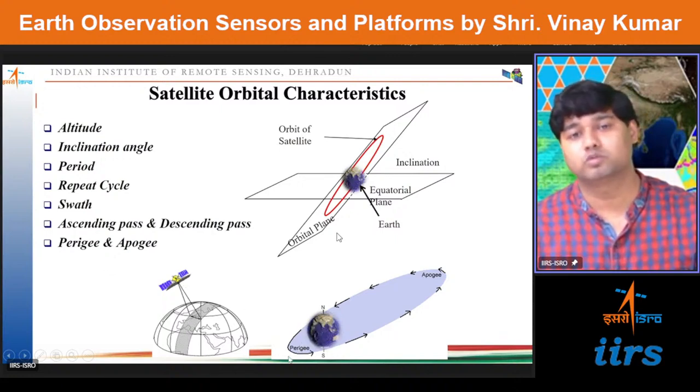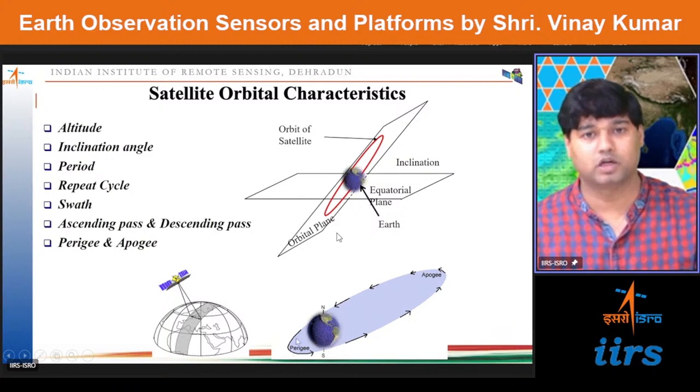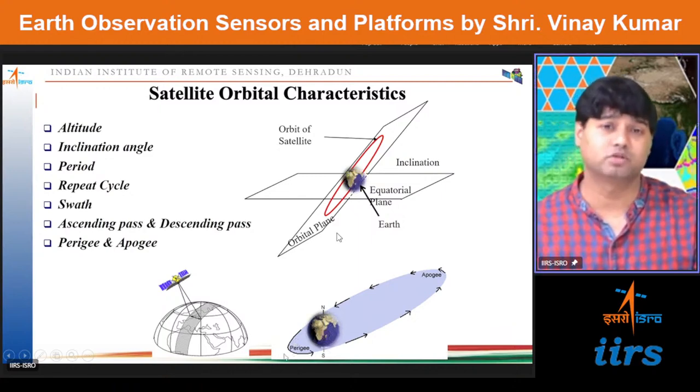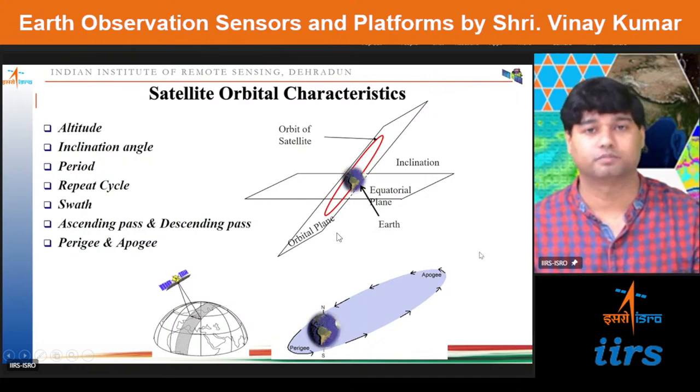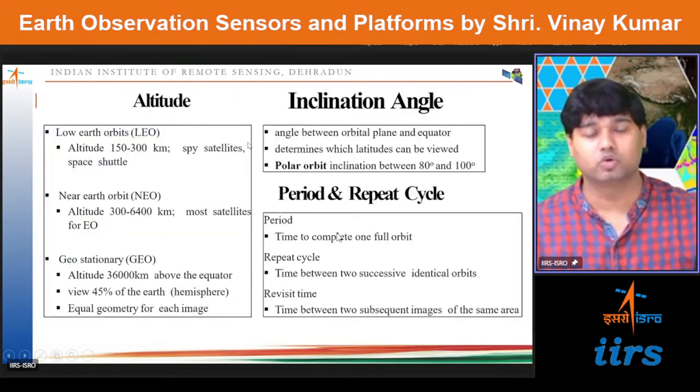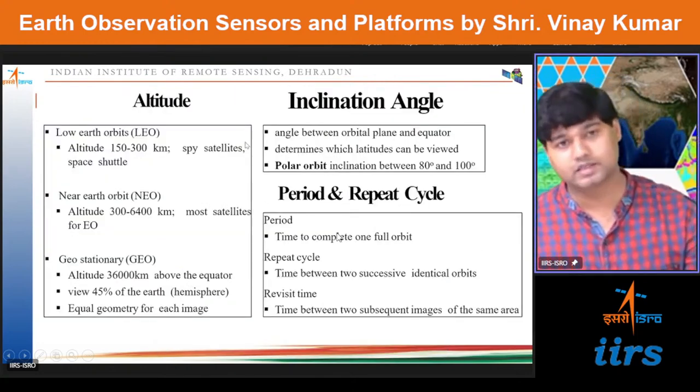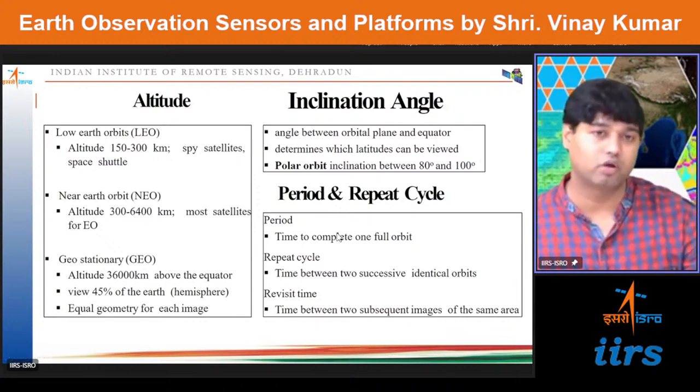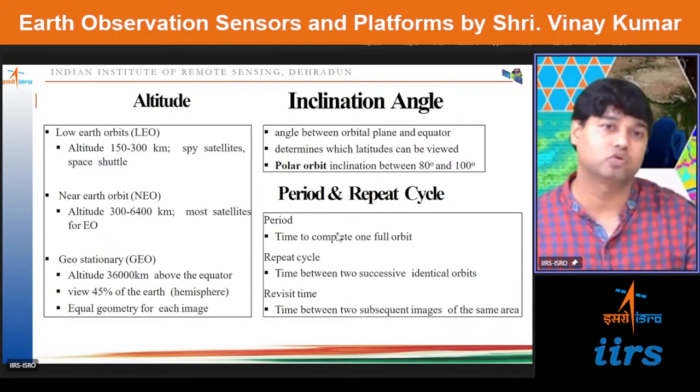Now coming to another term, perigee and apogee. Perigee is the closest point of your particular satellite to your Earth surface. Apogee is the satellite's position at the farthest point of the satellite from your Earth surface. So here, as I told, altitude is the height of the satellite or the platform from the mean sea level of the Earth surface.